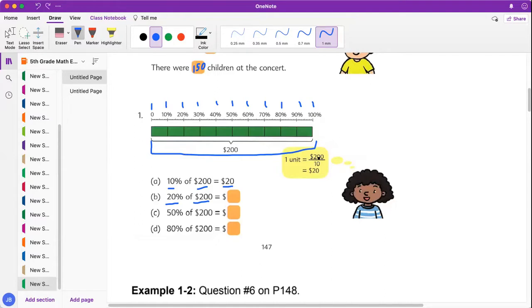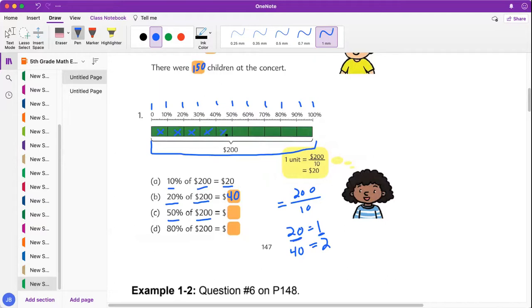So if 1 unit is here, now we're looking for 2 units. And so now we can say 200 divided by 10, well, that's equal to 20. And that's for 1. So we need 2, so it'll be $40. Then it says 50% of 200. And so we know if 1 is 20.